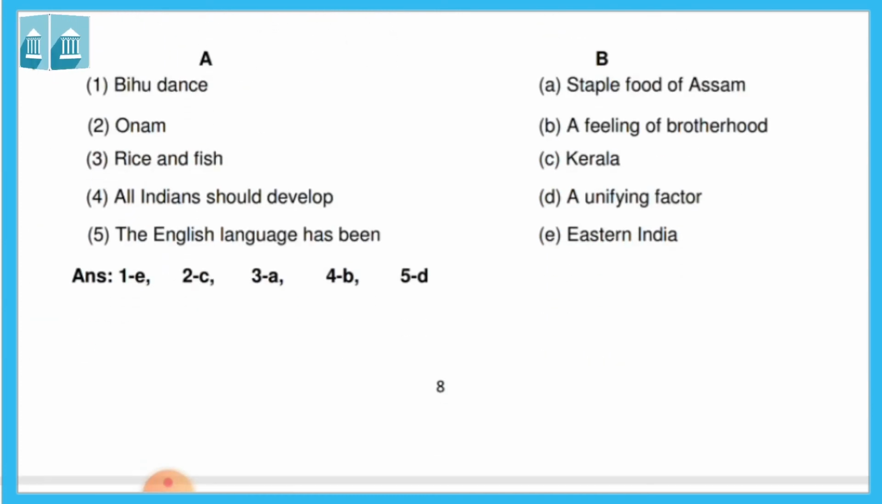Last one, Bihu dance. Bihu dance is of eastern India. Onam is celebrated in Kerala. Rice and fish is a staple food of Assam. All Indians should develop a feeling of brotherhood. We should live with brotherhood. We should develop this feeling. The English language has been a unifying factor of India.